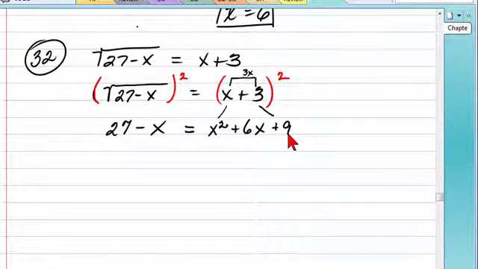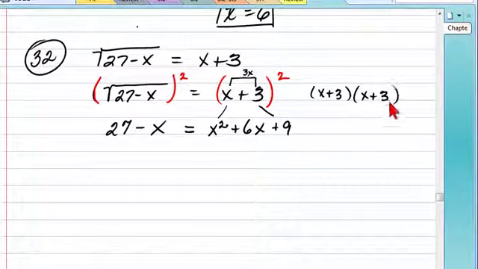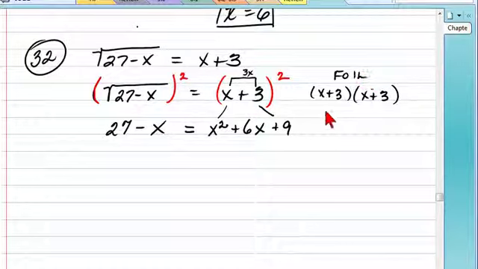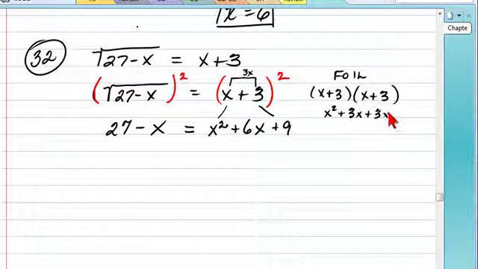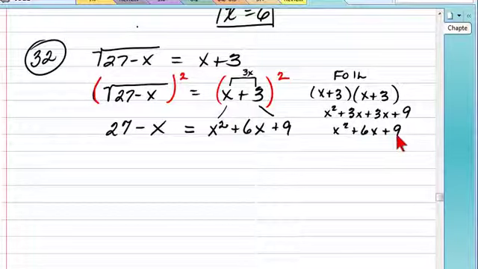If you don't feel good about that, feel free to take x plus 3 times x plus 3 off to the side and do it by FOIL, where you'll have x squared is the first, 3x is the outer, 3x is the inner, and 9 is the last. Combine like terms, and you would get x squared plus 6x plus 9. Okay, so it's your choice. You want to square it using the shortcut, great. If you don't feel good about that, use FOIL.